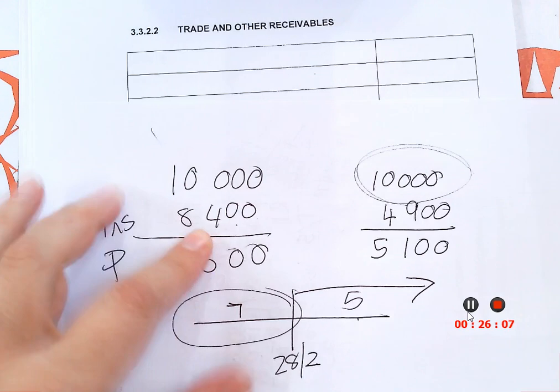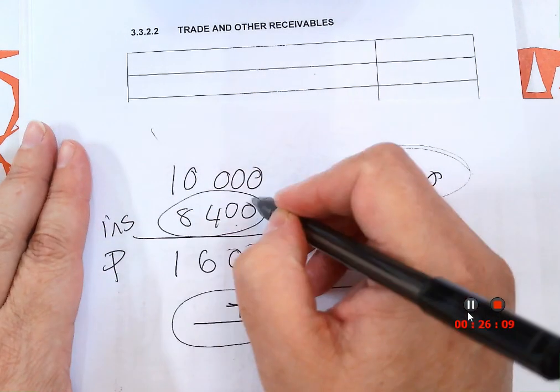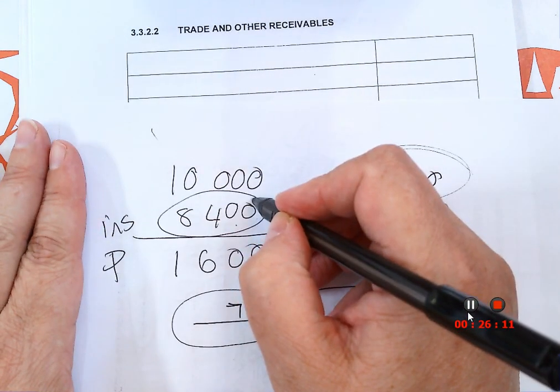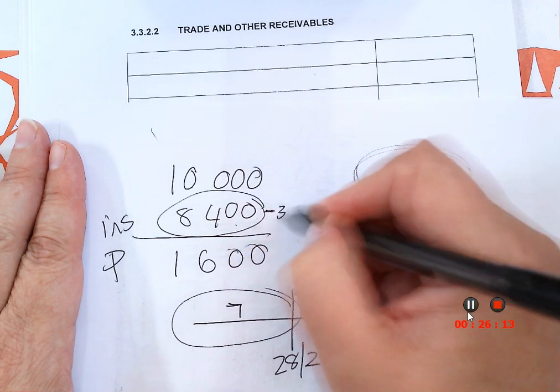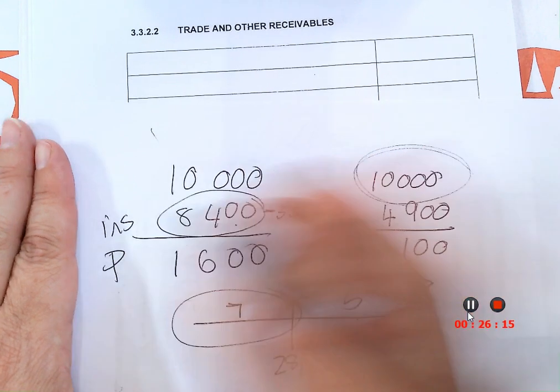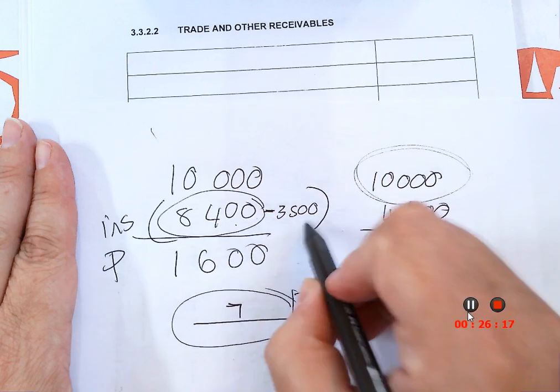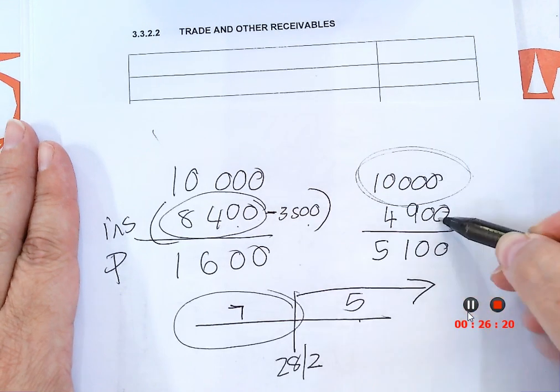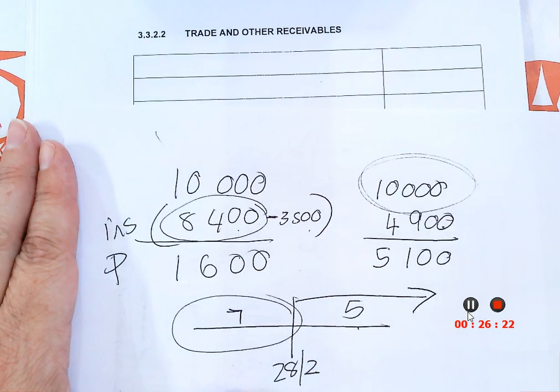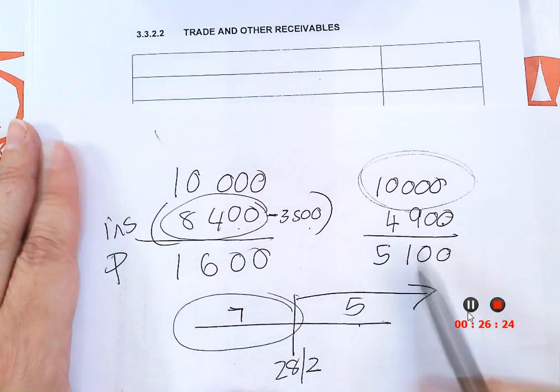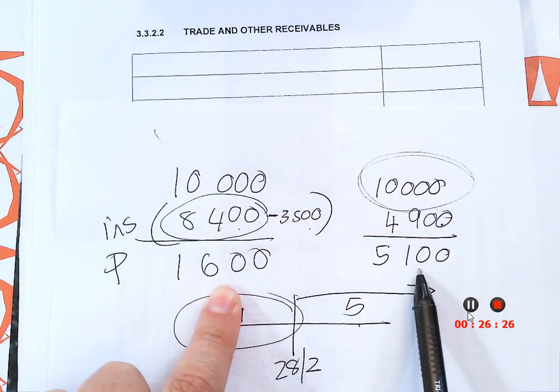So now I say, okay, how much of this is prepaid? So I work out 3,500. Can you see? If I say 8,400 minus 3,500, I'm going to get 4,900. And can you see the effect of the 3,500? It's making my profit more. Are you with me now? You guys with me?